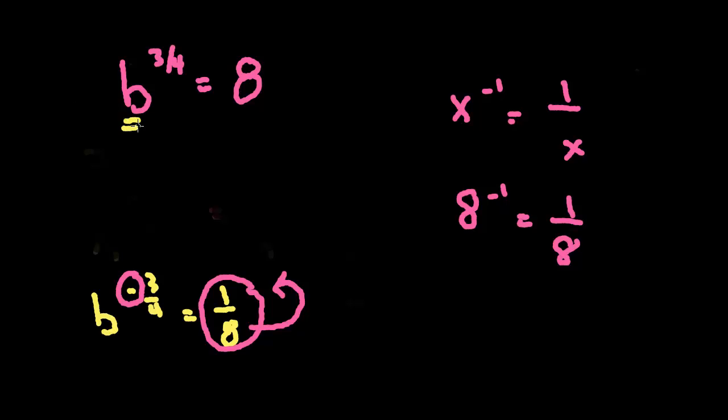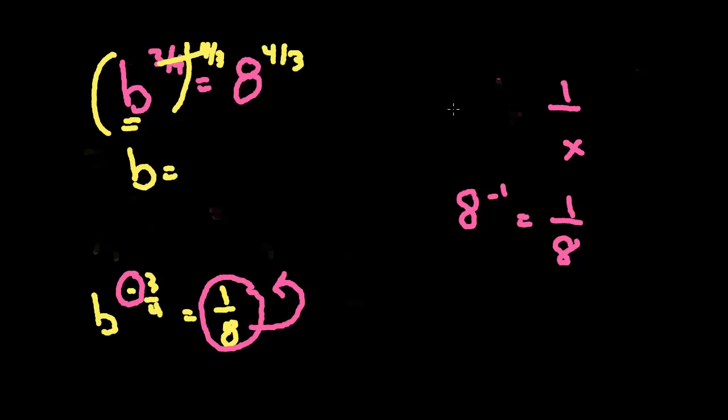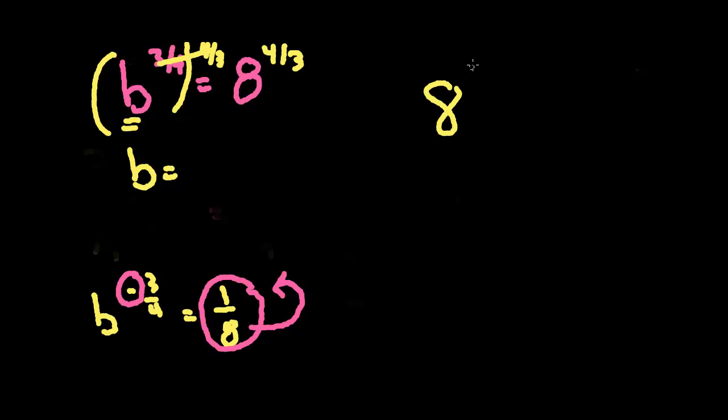Again, I want to solve for b, so I want to make this 3/4 go away. So to make it go away, I multiply by 4/3. Raise it to the 4/3 power. And what I do to one side, I do to the other. That crosses each other off. And now I need to find the value of 8 to the 4/3. So 8 to the 4/3.